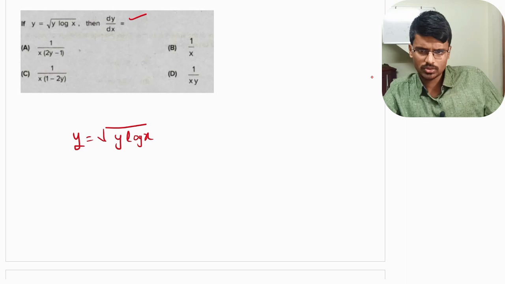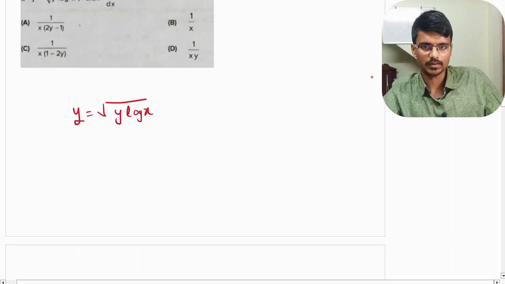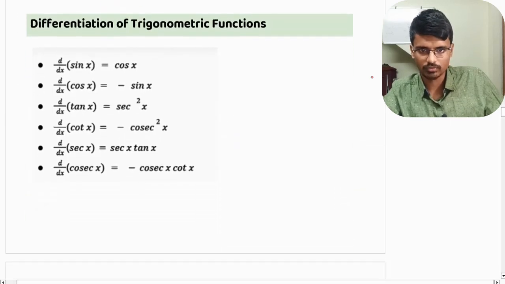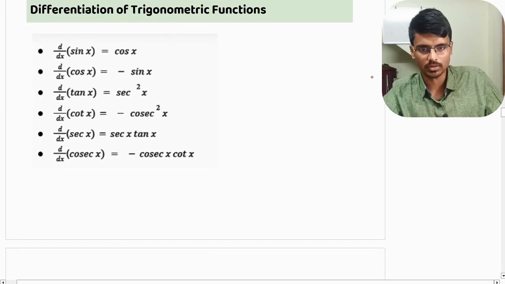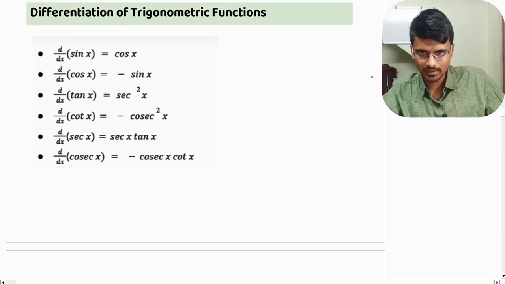I think to solve this you need to know differentiation of log x. Okay, so we'll pick this later. There are other important formulas that you need to know. Only after that you can solve that. So these are some standard things you need to know.